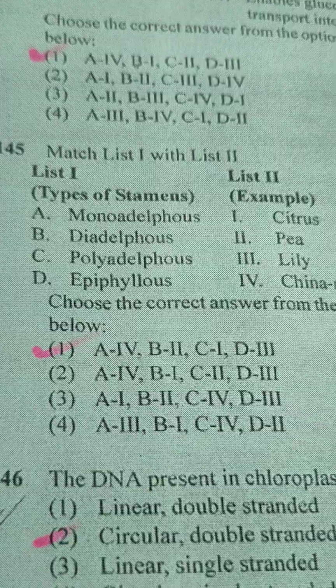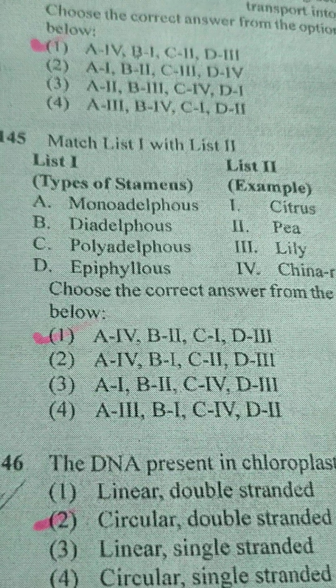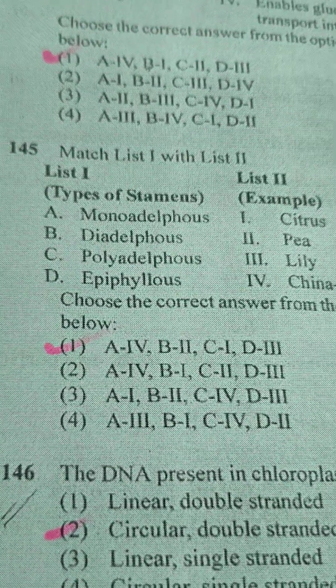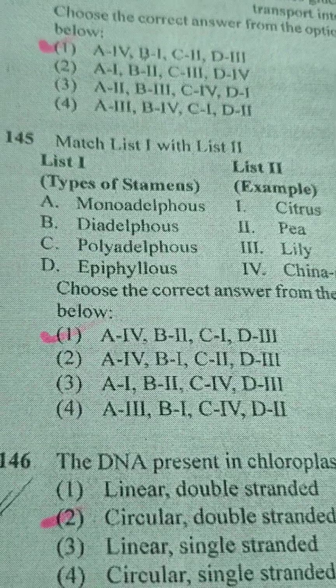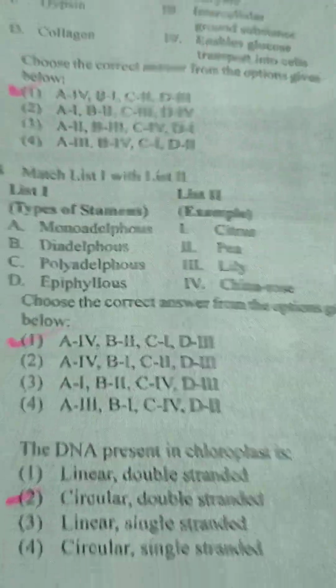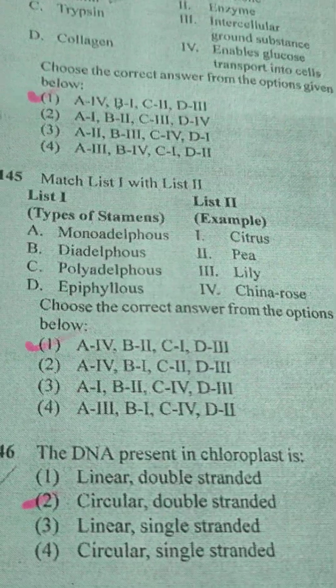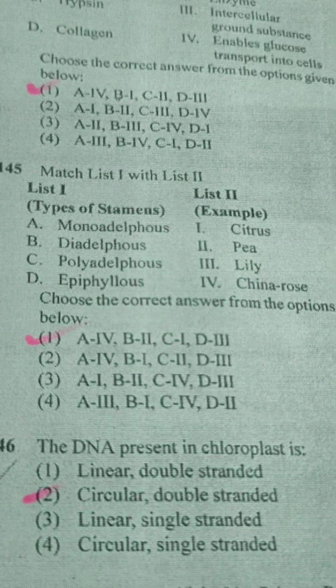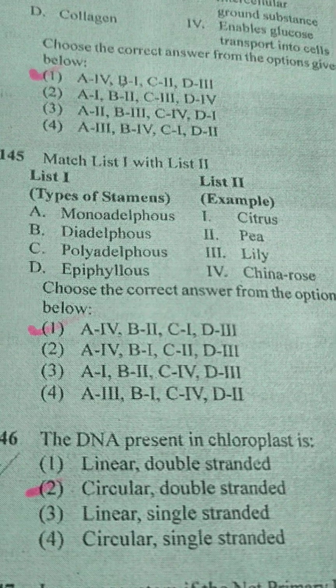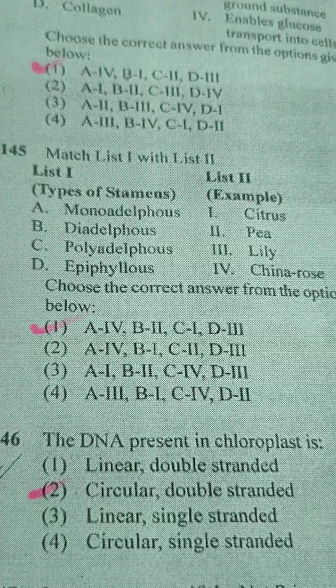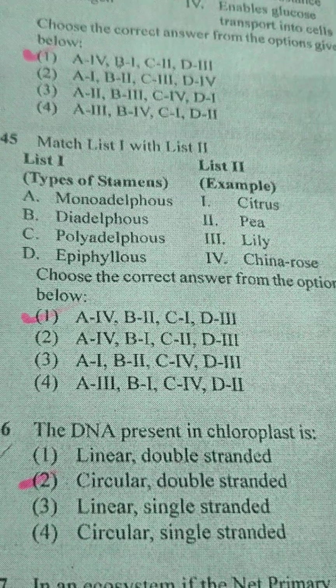145 question. List 1, list 2. List 1: A, monadelphous, B, diadelphous, C, polyadelphous, D, epiphyllous. List 2: 1, citrus, 2, pea, 3, lily, 4, China rose. Correct: 1, A4, B2, C1, D3.